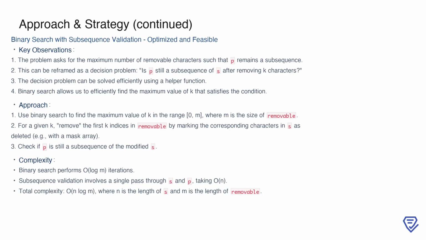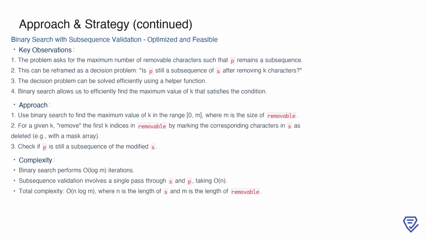First, the problem essentially asks us to find the maximum number of characters we can remove while ensuring P remains a subsequence of S. This can be reframed as a decision problem: for a given k, is p still a subsequence after removing the first k characters specified in removable?